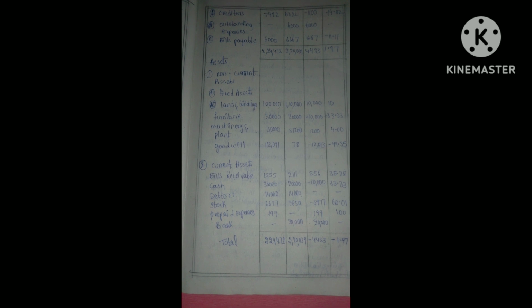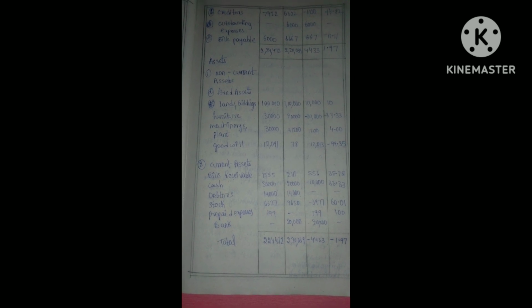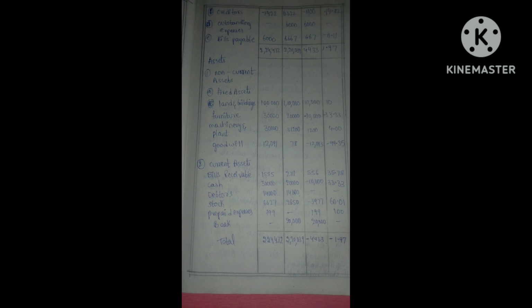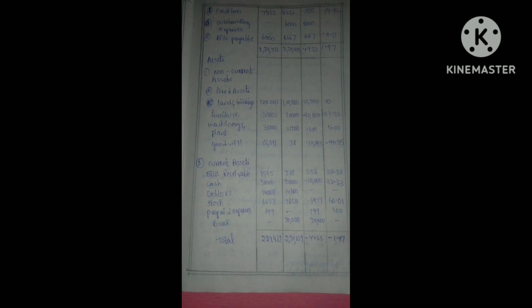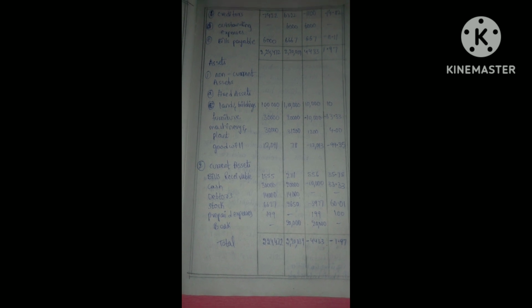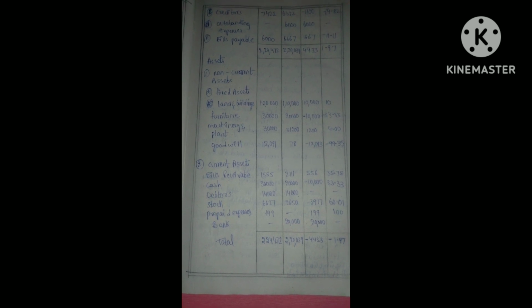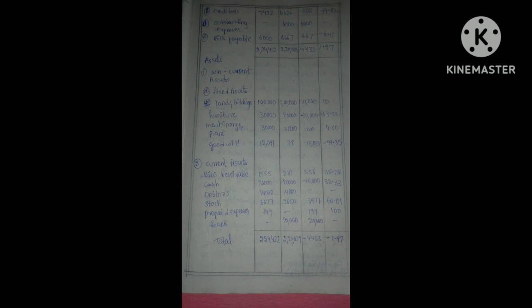So take down the values, and for land and buildings absolute change is 10,000 and percentage change is 10, and for furniture absolute change is minus 10,000 and percentage change is minus 33.33, and for machinery and plant absolute change is 1,200 and percentage change is 4.00, and for goodwill absolute change is minus 12,013 and percentage change is minus 99.35.